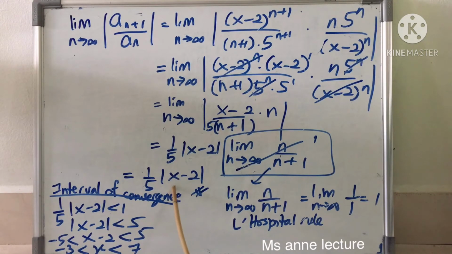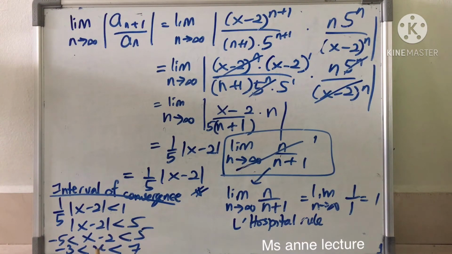Why do we have to keep x minus 2 with the modulus? Because we want to find the interval. Here, the interval of convergence requires that 1 over 5 times the absolute value of x minus 2 must be less than 1. Remember, to converge, it must be less than 1. So follow this method, and you multiply the 5 with the 1 here, and you get the absolute value of x minus 2 less than 5.